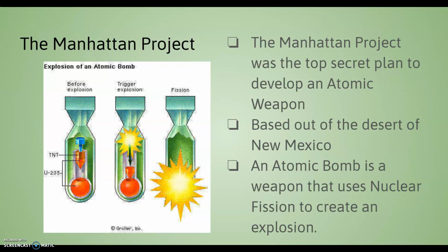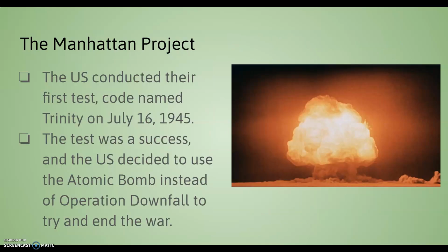And so the United States was really nervous about Operation Downfall, okay? There was a group of scientists in the deserts of New Mexico involved in the Manhattan Project, a top secret plan to develop an atomic weapon. The way an atomic weapon works is you toss atoms at each other at incredible speeds, and it splits these atoms. When the atoms split, it releases a tremendous amount of power. The idea was to weaponize that, and they used nuclear fission to create an explosion.